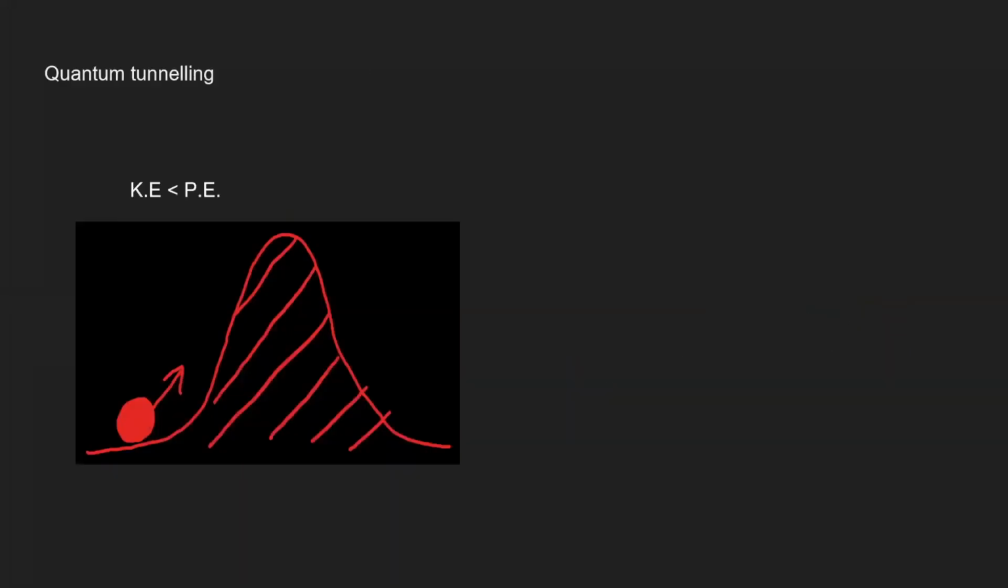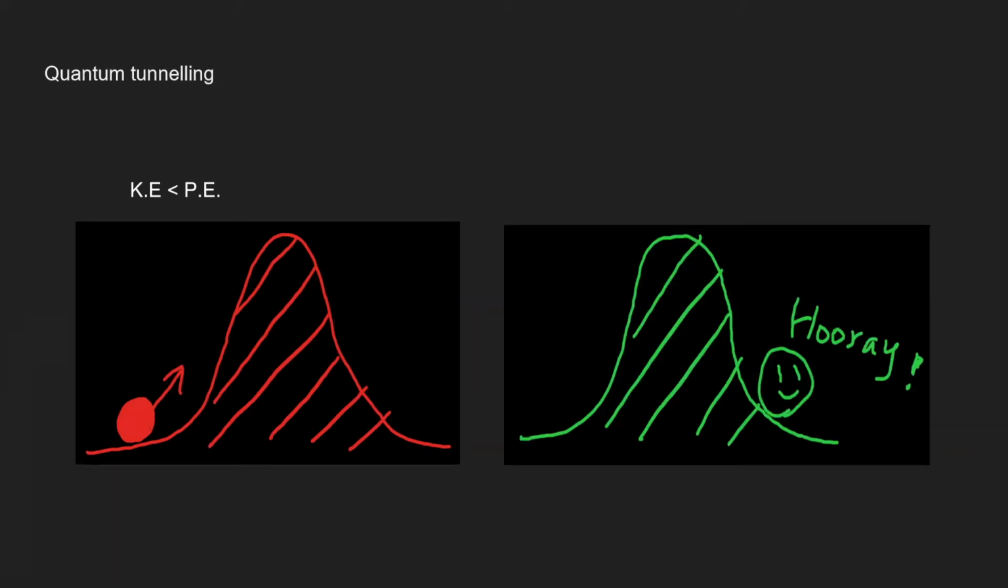However, things can be quite different in the microscopic world. Imagine a very small particle meeting a potential barrier. Even if it doesn't have enough kinetic energy to cross this barrier, there is still a finite probability of finding this particle at the other side of the mountain, meaning that somehow it magically crossed this barrier. How could this even happen?